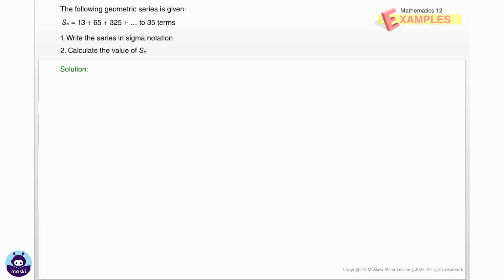Example 3. The following geometric series is given. Write the series in sigma notation. Calculate the value of Sn. Solution.